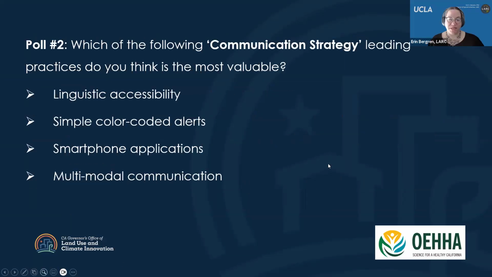Which of the following communication strategy leading practices do you think is the most valuable? Again, we're going back to these ways of optimizing heat warning tools that were discussed earlier by Walker and Trace. So linguistic accessibility or accessible language, easy to understand language, simple color-coded alerts, smartphone applications, or multimodal communication, having more than one way to get the information and get the alert. Which of these is most important or valuable to you?